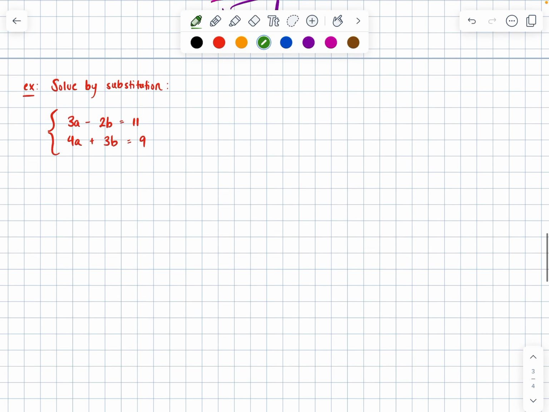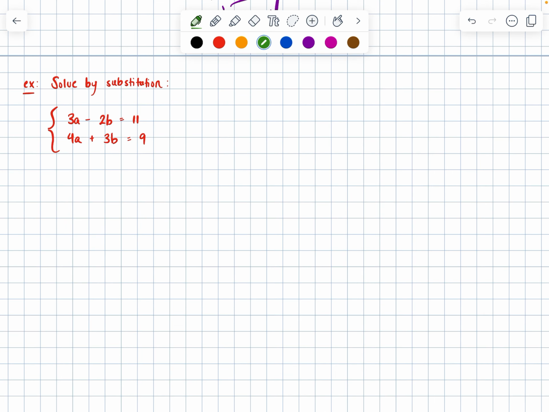Very cool. One more for the road. 3a minus 2b equals 11, 4a plus 3b equals 9. Let's solve this guy by substitution. So, my advice to you would be, try and find the number, because we're going to have to do some division, that will give you maybe the nicest things after you divide. However you want to interpret that.